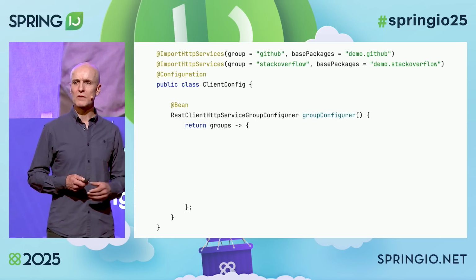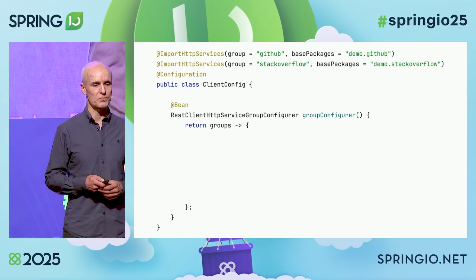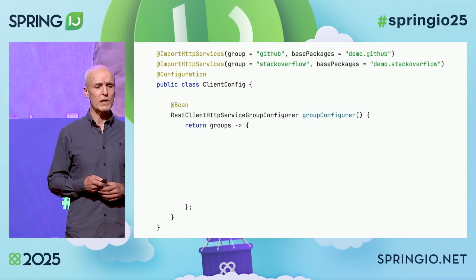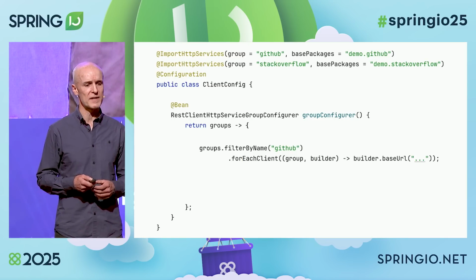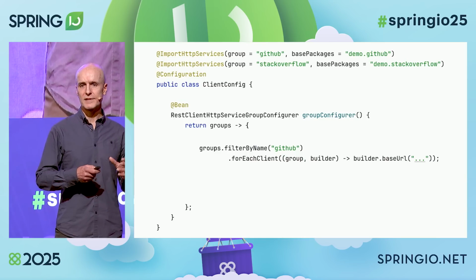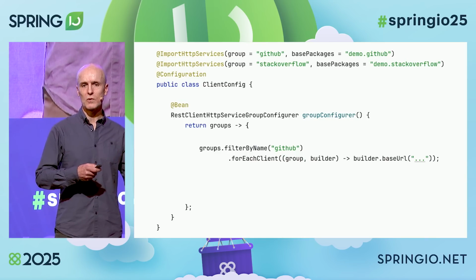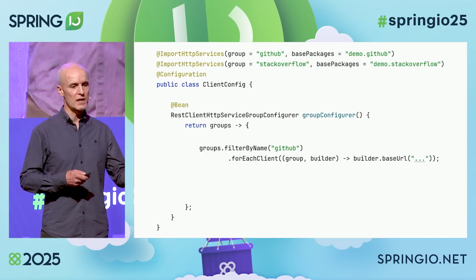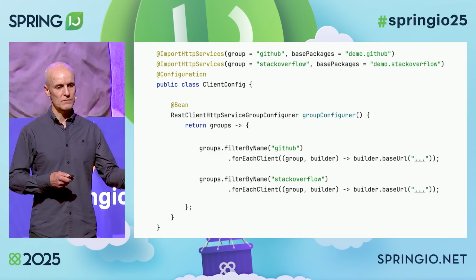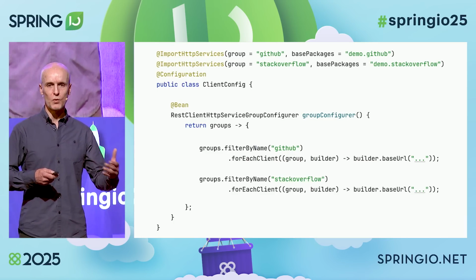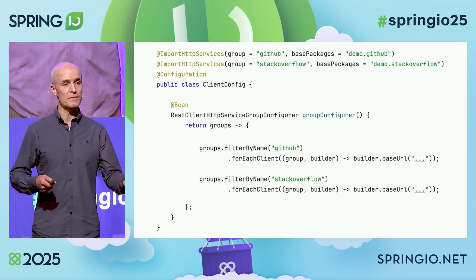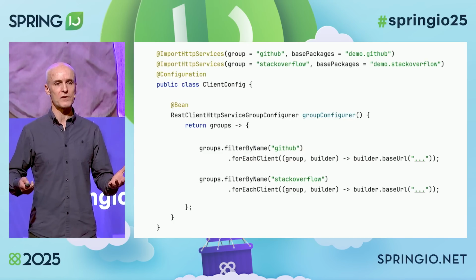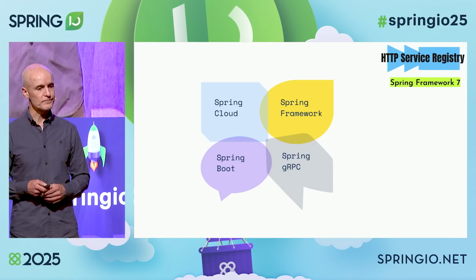And now we want to configure the clients for each one of these groups. Essentially, we create a configurer callback as a bean, and that lets us configure the individual clients through a filtering mechanism so we can target the clients individually. Here we configure each one individually, but we can also create a filter that targets all of them at the same time, which makes it easy to configure them together.